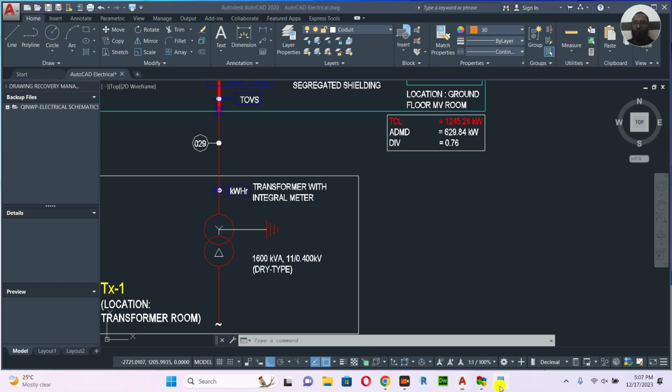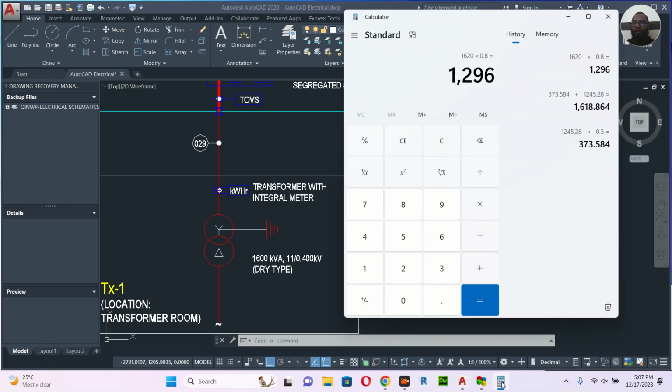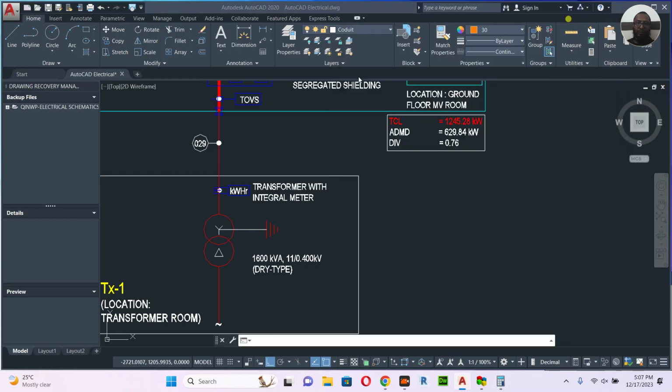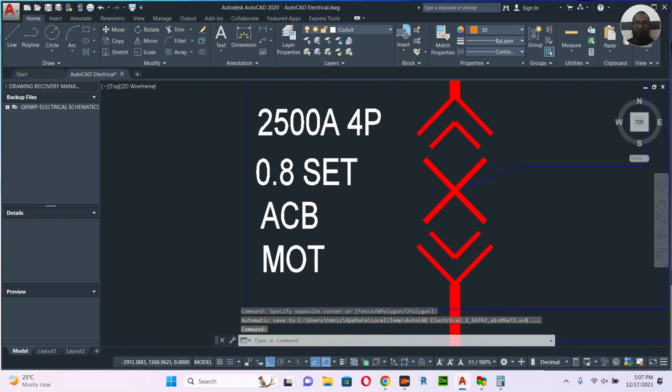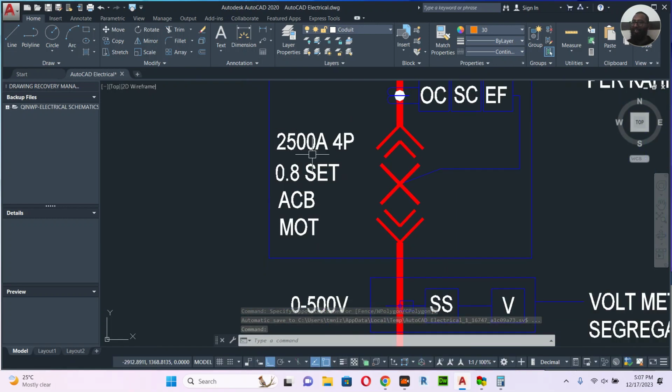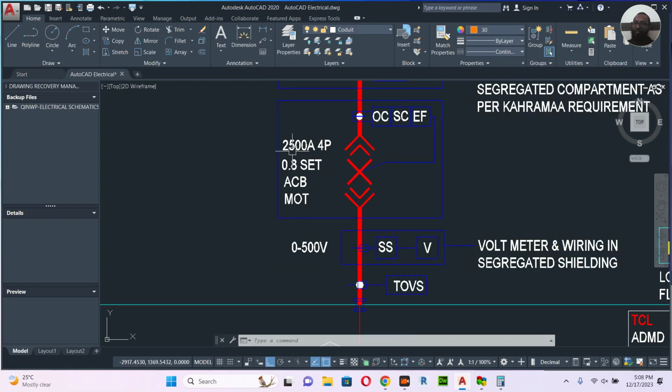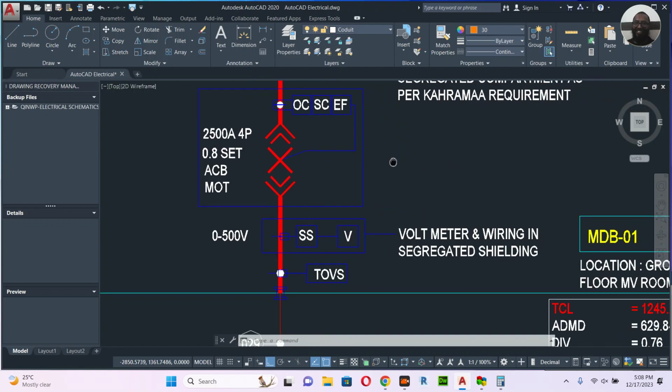So before, what I did, 1618. So let's consider 1620 multiplied by 1.54, that is 2500 amperage. That means this one is already there, so I don't have to change. This is the breaker. Before, I was confused. I am also a normal human, I make mistakes, and I am sorry.